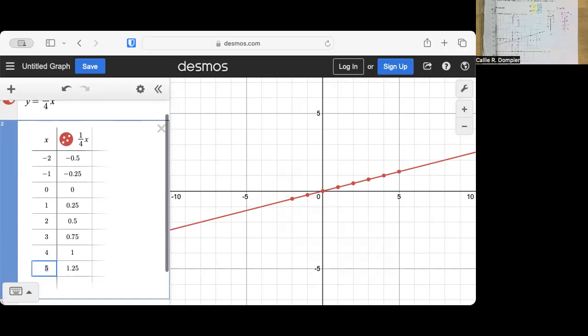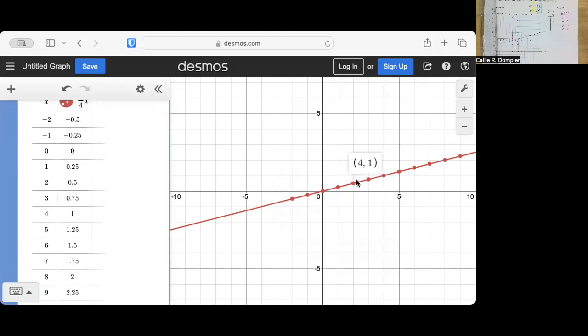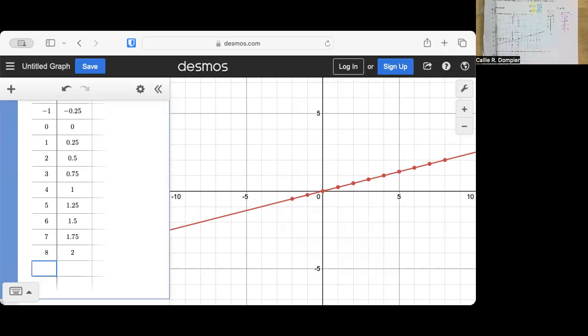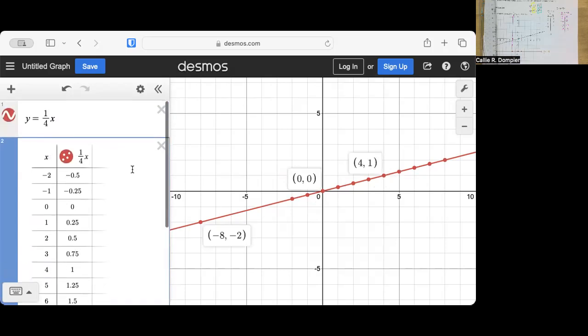3, 4, 5, 6, 7, 8, until you get to whole numbers. So when x is equal to 4, y is equal to 1. You can find that right here. When x is equal to -8, y will be equal to -2. So you can find these points on the graph. All right, so that's y equals 1/4 x. I'm just going to delete the table so we have enough room.